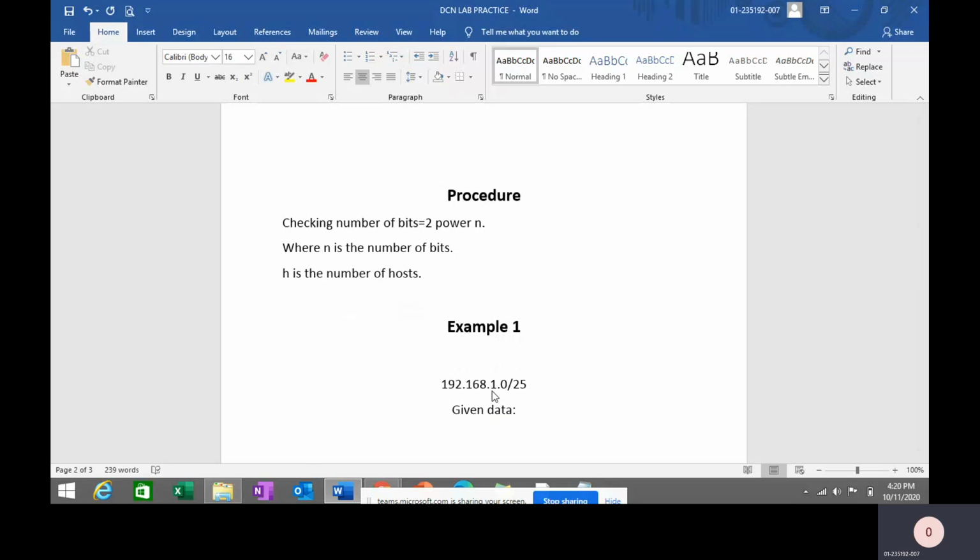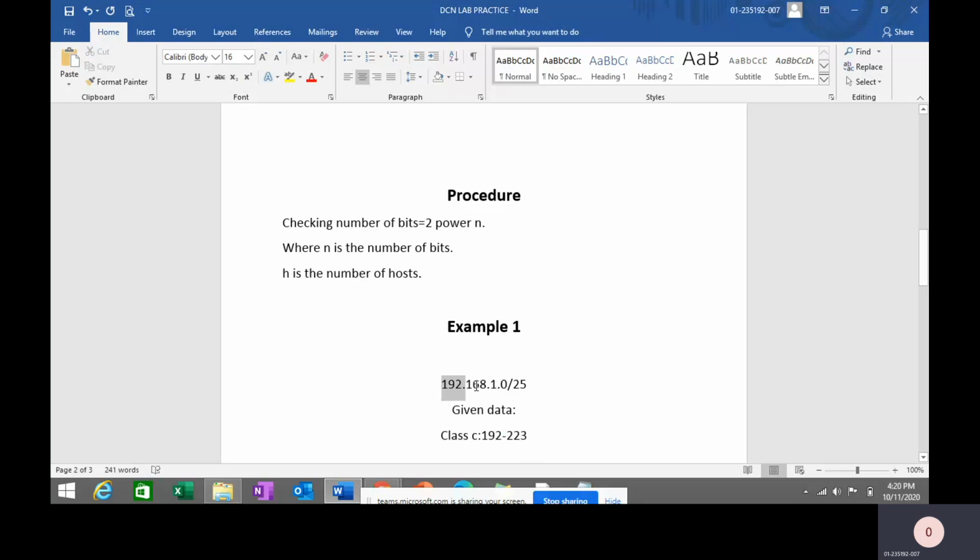So let us start. First of all, we need to know the class of this IP address. The class of this IP address is class B. Sorry, class C. Class C has a range from 192 to 223. So this is basically class C.